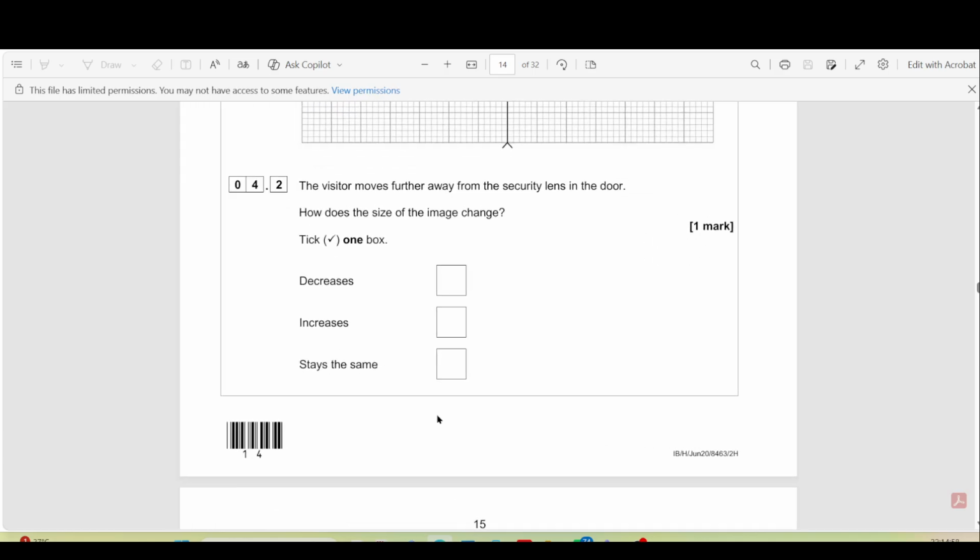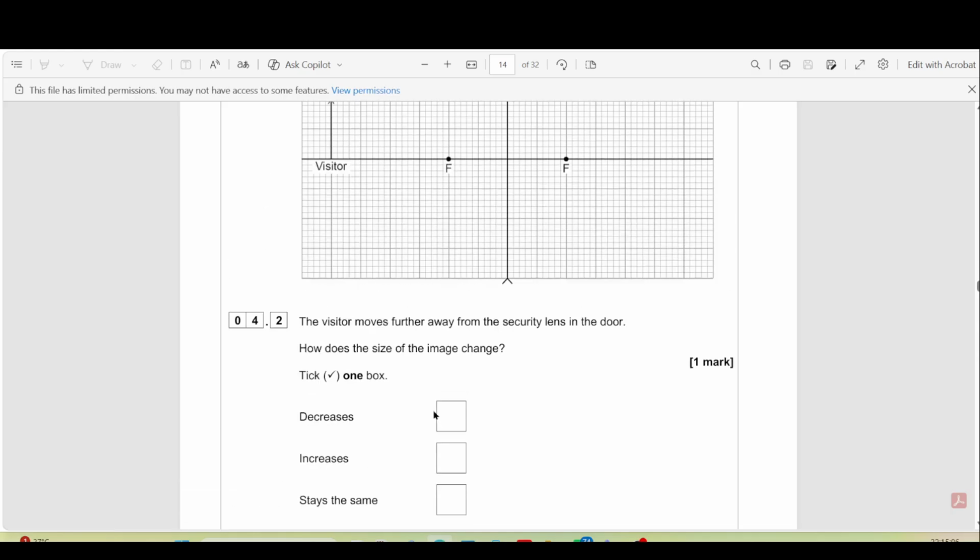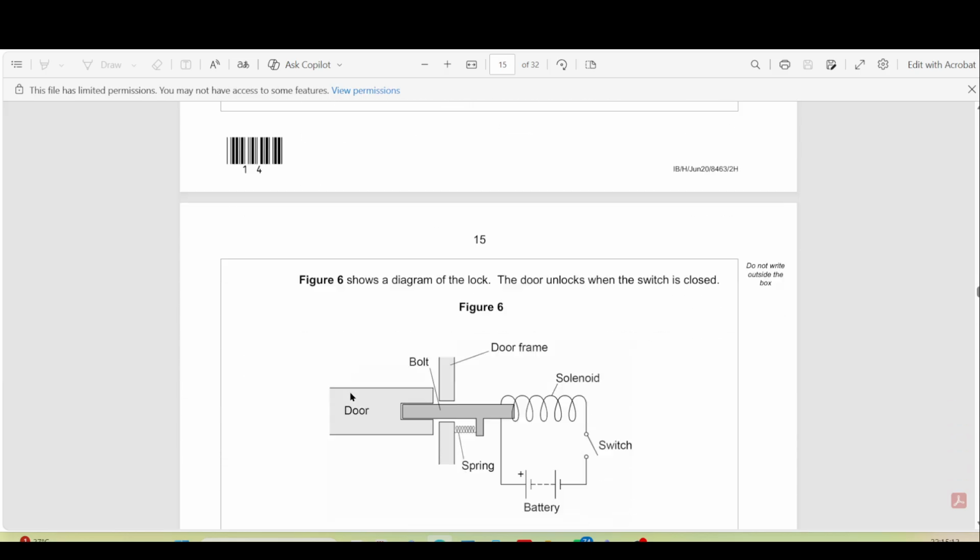The visitor moves further away from the security lens in the door. How does the size of the image change? If it goes back, the size of the image will become smaller and smaller. So it will decrease.